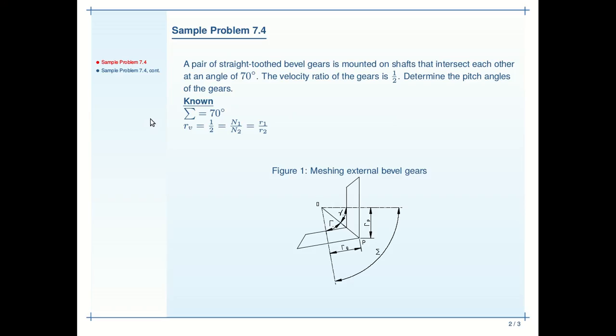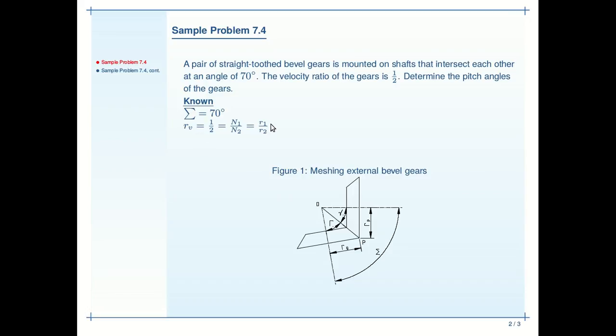at sample problem 7.7. This is on page 501 in your book, and it's fairly straightforward. We have a pair of straight-toothed bevel gears mounted on shafts that intersect each other at an angle of 70 degrees. So this whole angle between the shafts is 70 degrees. The velocity ratio between these two gears is 1/2, and we're asked to determine the pitch angles of the gears. So, we know the shaft angle, sigma, is 70 degrees, and we're given the velocity ratio as 1/2.